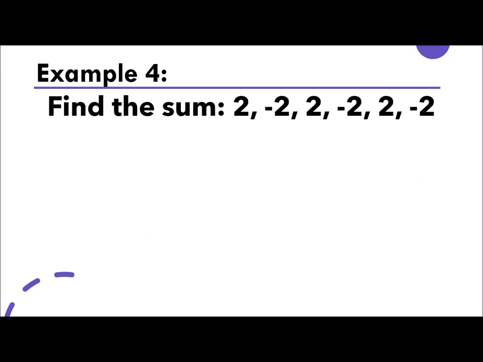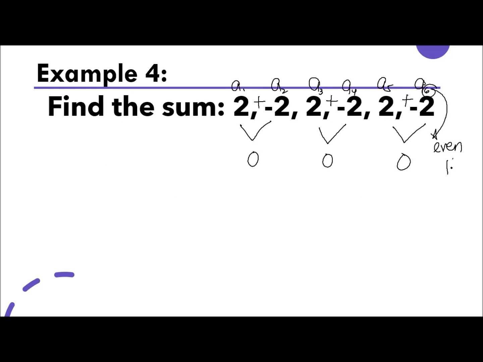Paano naman pagka dinagdagan pa natin ng -2? So, kung i-add natin ito, 0. Okay? Kung i-add natin din ito, 0. Kung i-add din natin ito, the answer is also 0. Ilang terms ba? A sub 1, A sub 2, A sub 3, A sub 4, A sub 5, A sub 6. And 6 here is an even number.